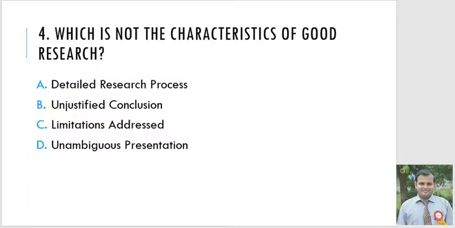Fourth one, which is not the characteristic of good research? Your answer is unjustified conclusion, because conclusions should be justified. In a good research, it should have a detailed research process. Your research should address the limitations. Your presentation should be very clear. The option unjustified conclusion is not a characteristic of good research.